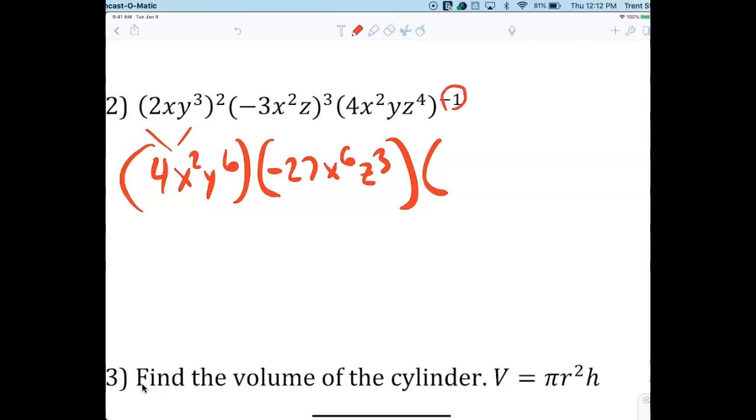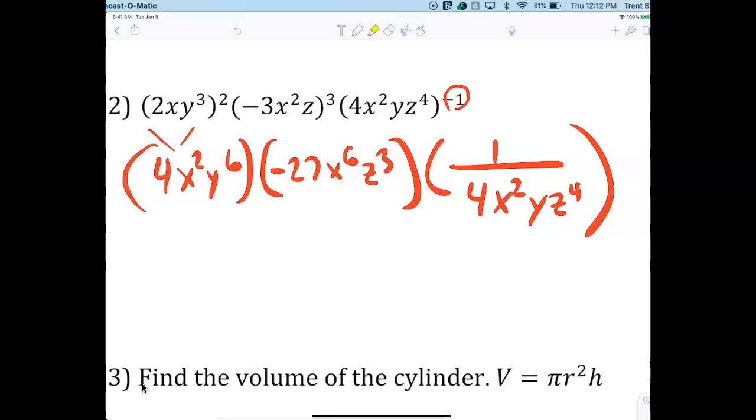Because it's to the negative 1, it just becomes 1 over 4x squared y z to the 4th. Is everybody okay with that? Anytime you have a negative exponent, just take the reciprocal. All right? Now, I want you to do the numbers, Lorenzo. What happens to the 4, the negative 27, and this 4?